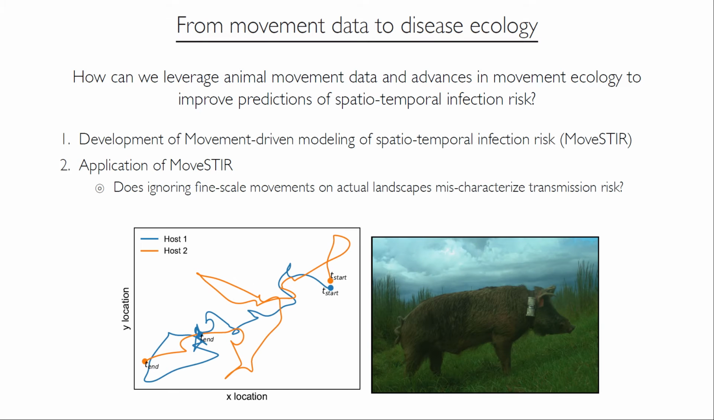We did that by developing a model that we're referring to as movement-driven modeling of spatio-temporal infection risk. I'm just going to refer to it as Movester for the remainder of this talk. For the first part of this talk, I want to give you a conceptual idea of what Movester is. And then for the second part, I want to show you an application of Movester, particularly addressing this question that's come up a few times in this session: does ignoring fine-scale movements on actual landscapes mischaracterize transmission risk? Do we care? Do we need to account for this?